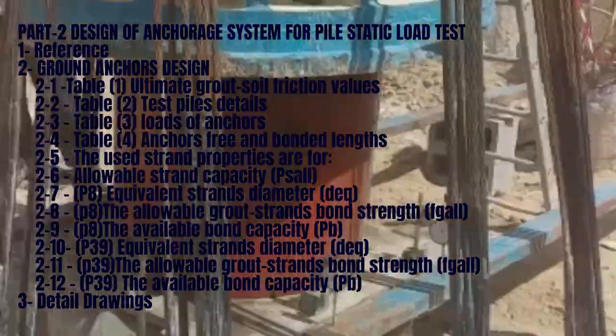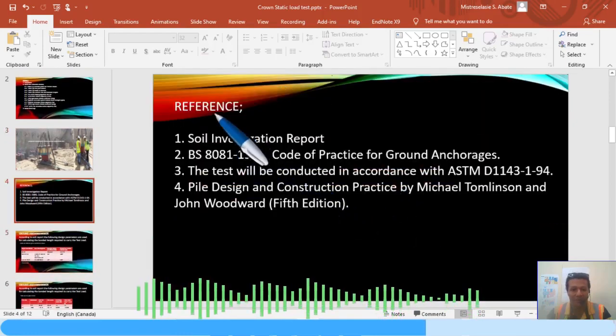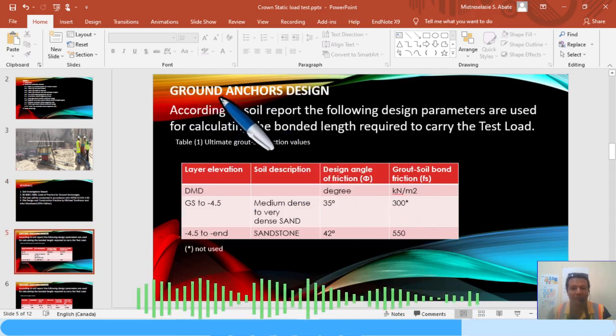So let's continue. Design of the Anchorage system for pile static load test. The references are the soil investigation report and BS 8081 1989 code of practice for ground anchorage, and the test will be conducted in accordance with ASTM D1143-94, and Pile Design and Construction Practice by Michael Tomlinson and John Woodward, 5th edition. Ground anchorage design: according to the soil report, the following design parameters are used for calculating the bond lengths required to carry the test load.